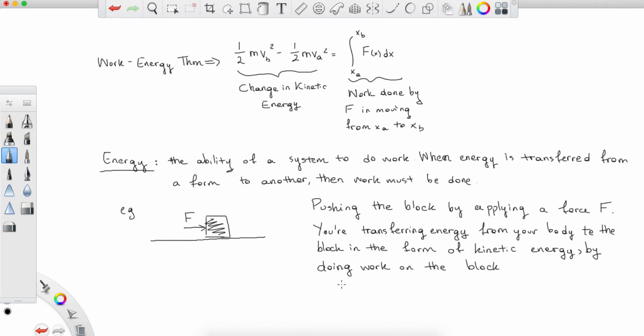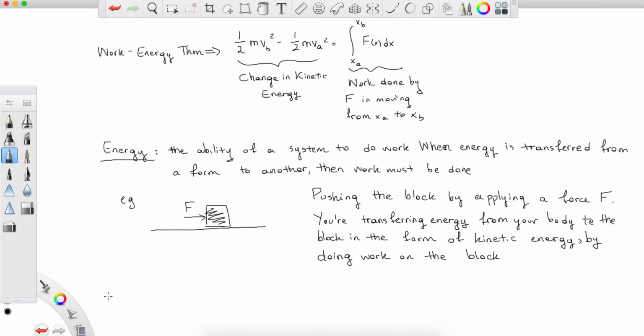So work, let's now define work. Work is done when energy is transferred. Energy can move from one form to another, you can transfer it from a system to another, and that is when work is being done.